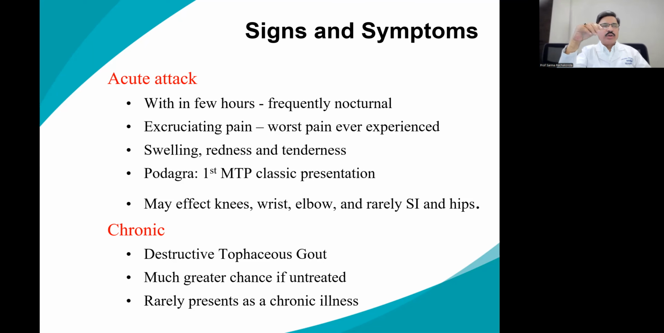Rarely it may affect the knee, wrist, elbow, sacroiliac and hip joints. Very commonly it affects the lower limb, particularly the first MTP joint or foot joints. This is acute: very sudden onset, developing in a few hours, with redness, swelling and tenderness of the MTP joint, podagra, the most excruciating pain, probably the worst pain one can think of. Sometimes larger joints may be affected. Chronic gout is destructive tophaceous gout, with a much greater chance if untreated, and it rarely presents as a chronic illness.